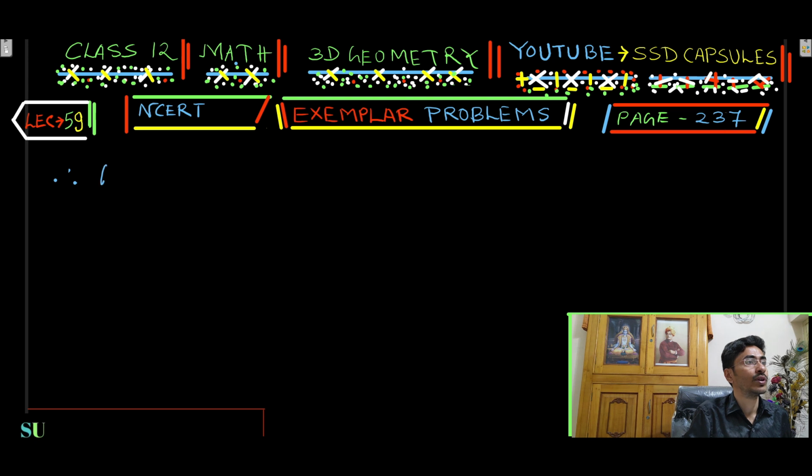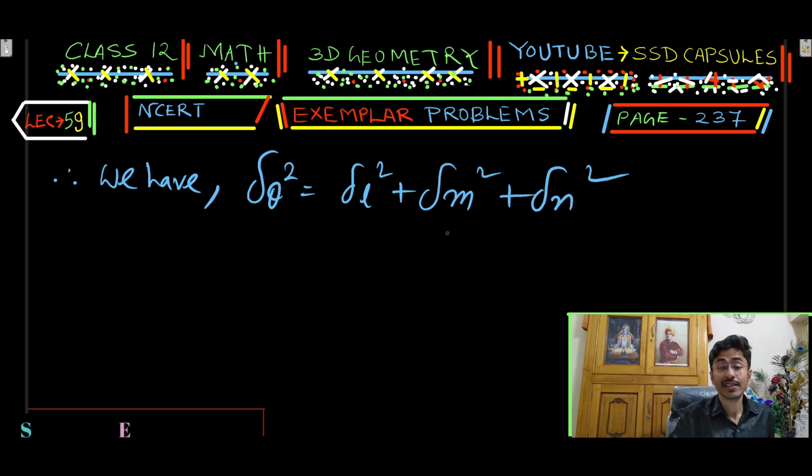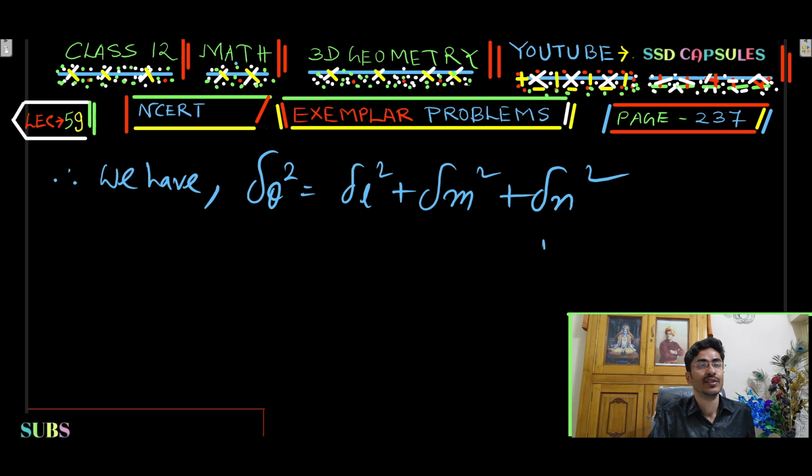So here, therefore, we have Δθ² = ΔL² + ΔM² + ΔN². That is our desired condition. So proved.